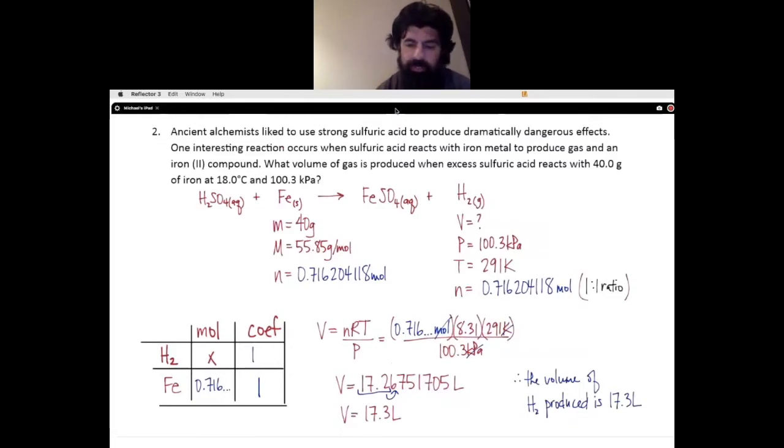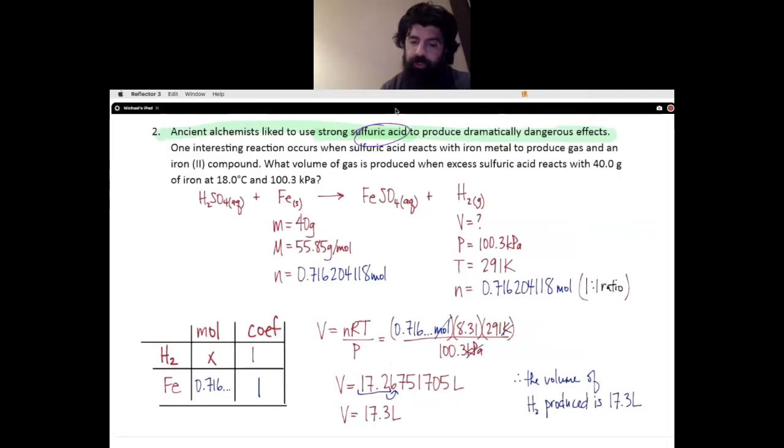An alchemist liked to use strong sulfuric acids to produce dramatic, dangerous effects. That's just some chemistry trivia, and has nothing to do with the question. However, the fact that we're using sulfuric acid, we refer to it again in the second line anyway. So again, like I said, don't panic when you see questions that are 3 lines or longer, because let's just face it, if you look at it right now, we just eliminated one sentence from that question and made it a little bit simpler.